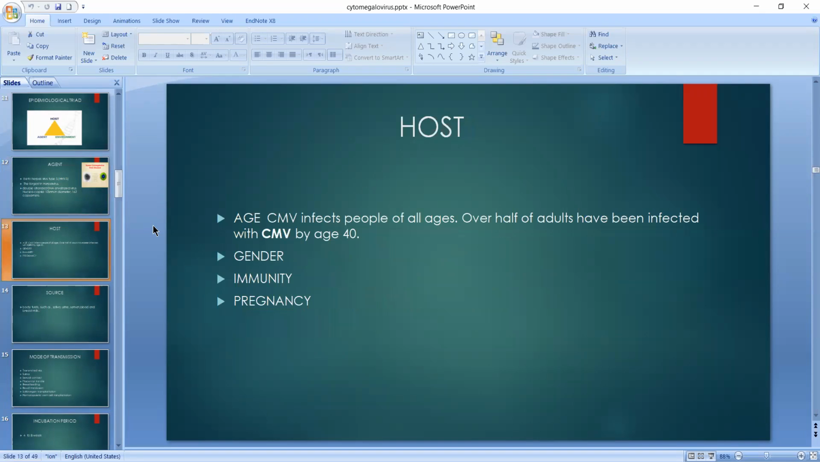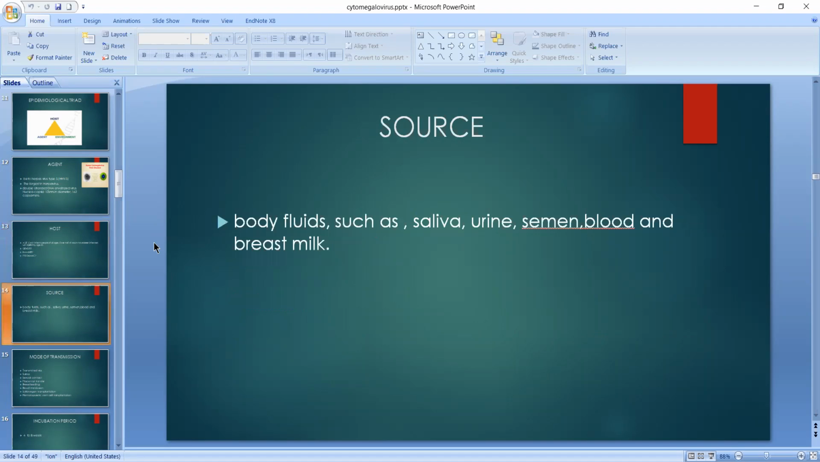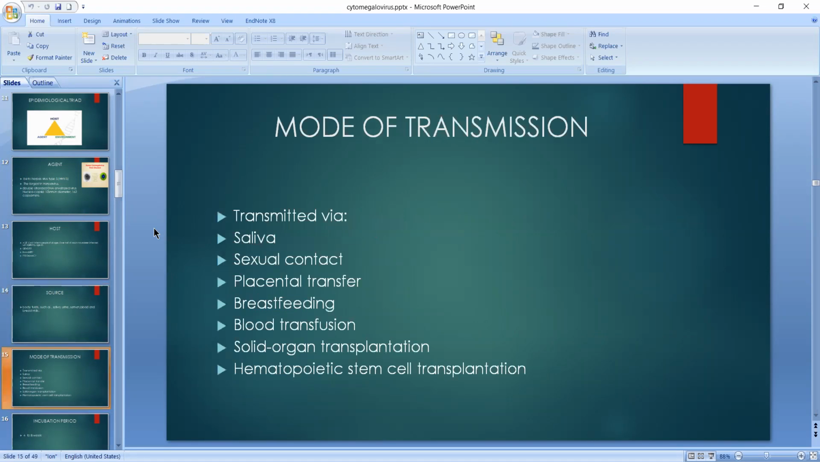Host. Age. Cytomegalovirus infects people of all ages. Over half of adults have been infected with cytomegalovirus by age 40. Gender. It infects both genders equally, and there is no lifelong immunity. In pregnancy, there is vertical transmission, and it can lead to congenital cytomegalovirus. Body fluids such as saliva, urine, semen, blood, and breast milk are the source of this virus.